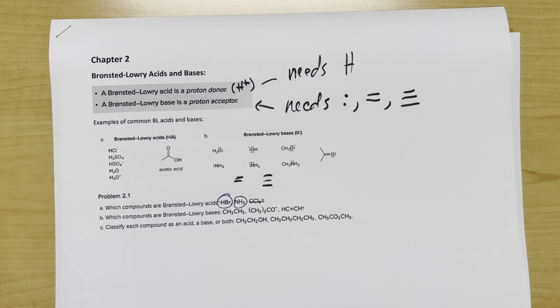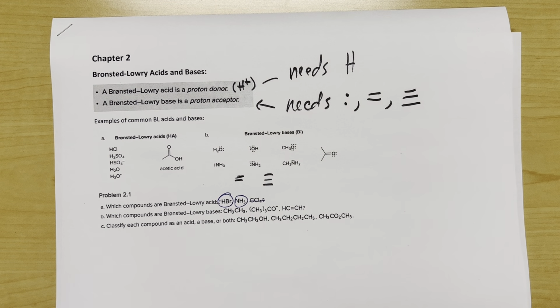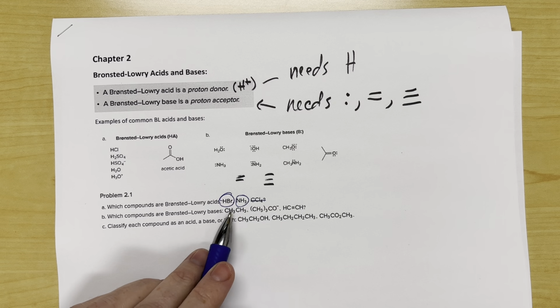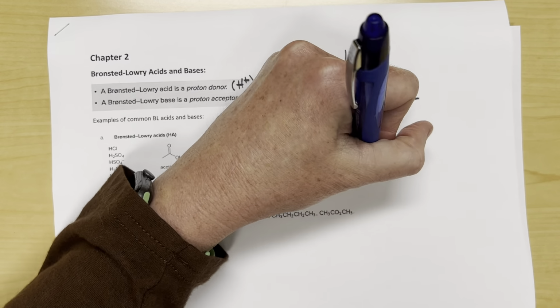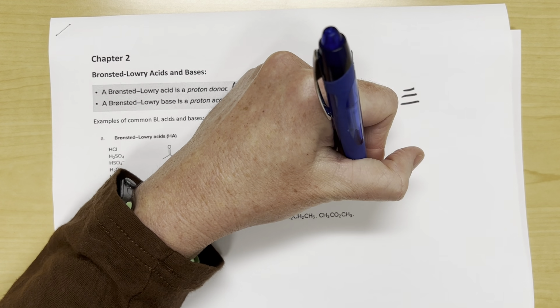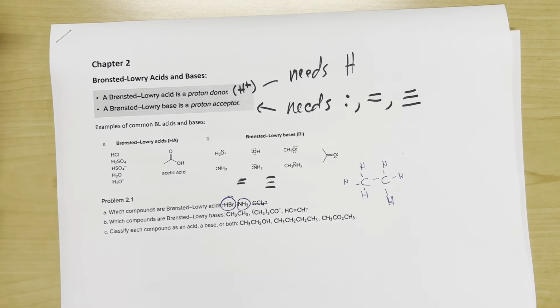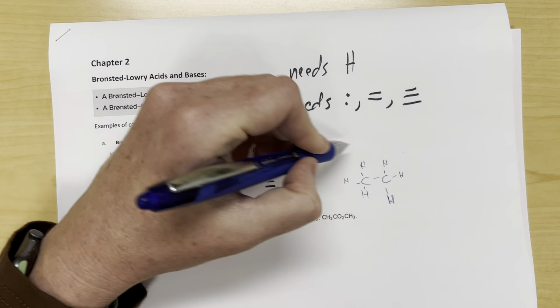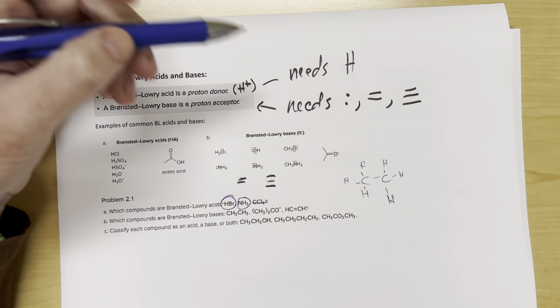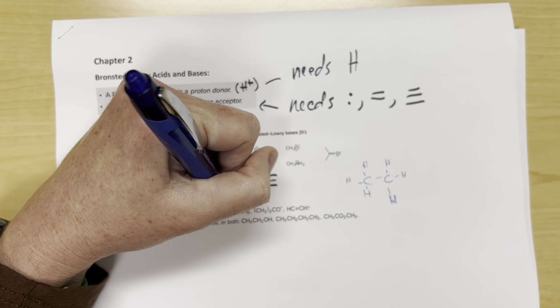Moving on to the bases, again, it needs a lone pair, double bond, or triple bond to be a base. Here we have CH3 bound to a CH3. To remind you, because I know we're still kind of fresh and learning our structures, that's what that would look like. As you can see, we'd call it ethane. There's no double bond, there's nothing to accept it, and this would not work.